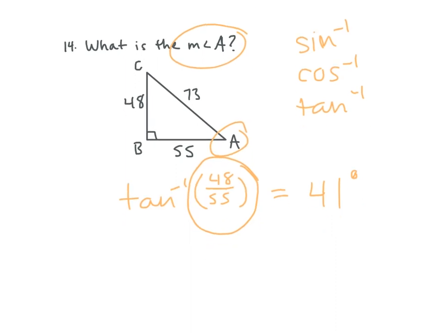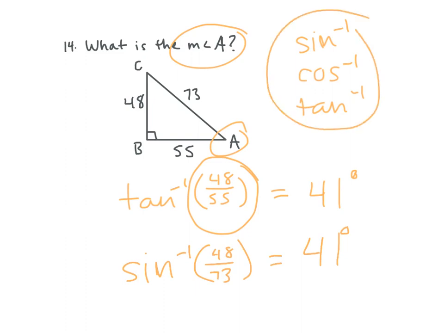What happens if we do sine -1? What's sine? Opposite over hypotenuse. So what's the opposite? 48. And the hypotenuse? 73. So if we do the sine -1 of 48 over 73, what do we get? That's in degrees, right? Yes. You get 41. Same thing. So it doesn't matter which one we use. We can use sine, cosine, or tangent. We'll always get the same thing. Yes. So remember, when you're finding the angle, you're going to use the inverse.